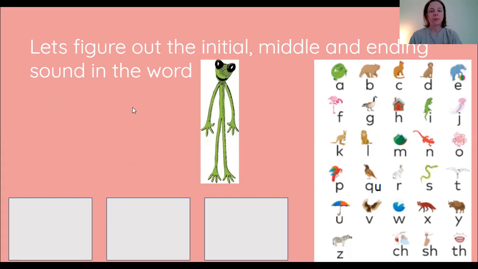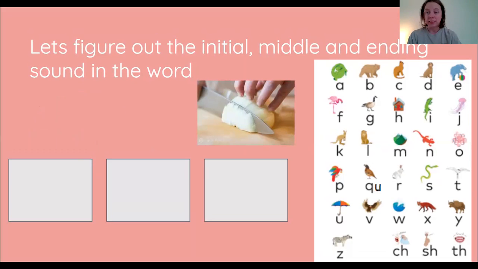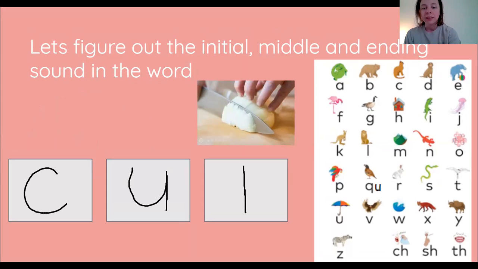All right. And last is cut. Cut. We see the knife cutting up that onion. Cut. Okay? C says k. U. That would be U, t, t, t, T. K, t, cut. Cut. Okay?